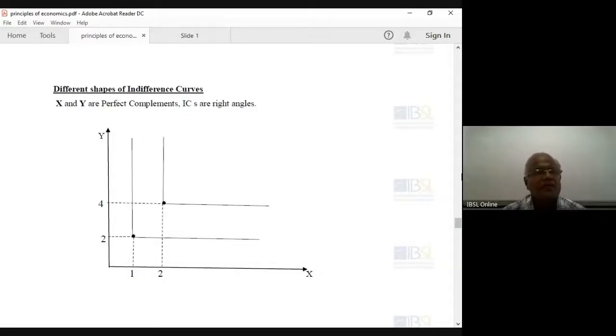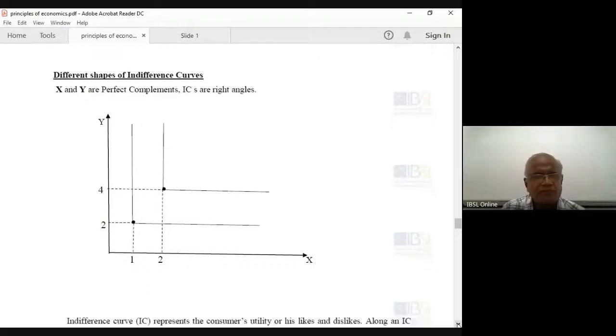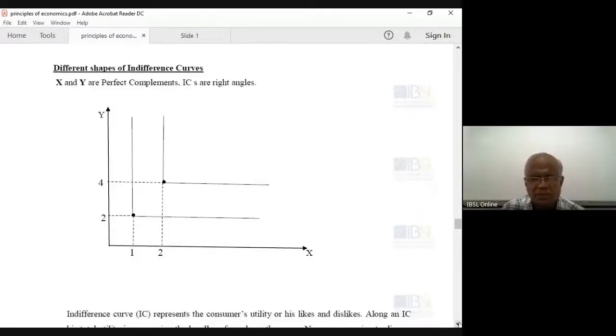That is the theory of consumer behavior. First, we'll finish that lesson. After that, I will start the new lesson, theory of firm.